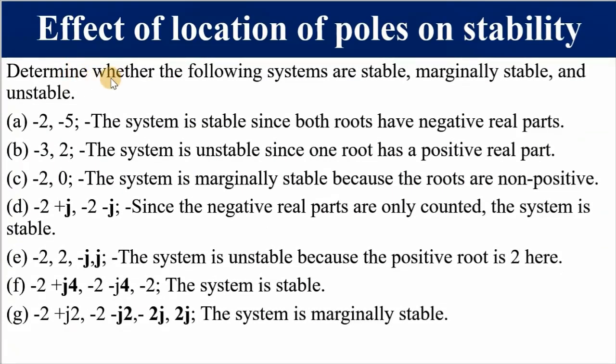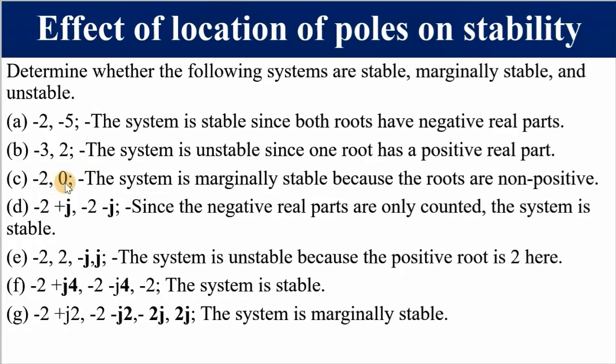A question. Determine whether the following systems are stable, marginally stable, or unstable. Number 1. The poles are at -2 and -5. We say the system is stable since both roots have negative real parts. Please take note. One root is -3, the other root is 2. Because of this, we say the system is unstable since one root has a positive real part. In other words, it will be on the right half of the S-plane.